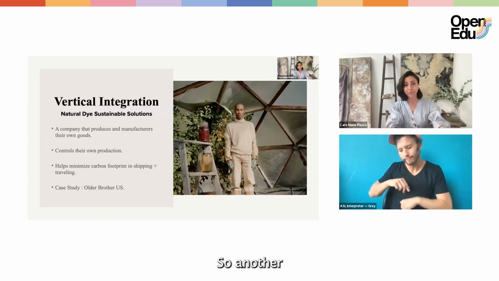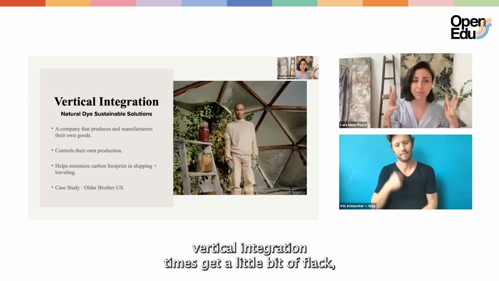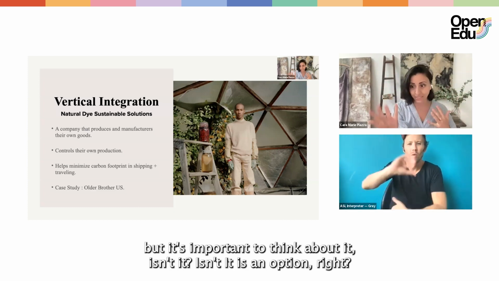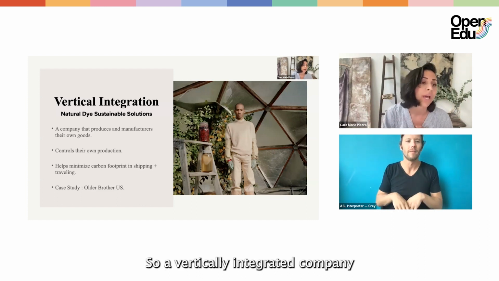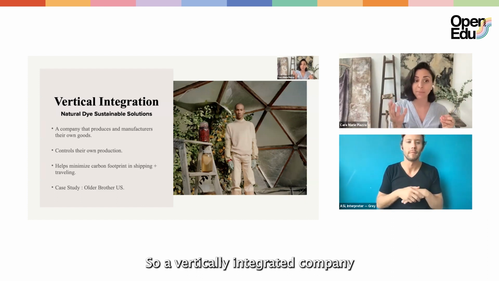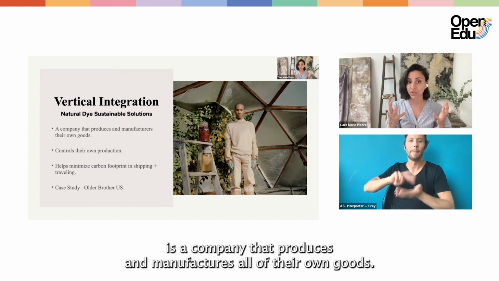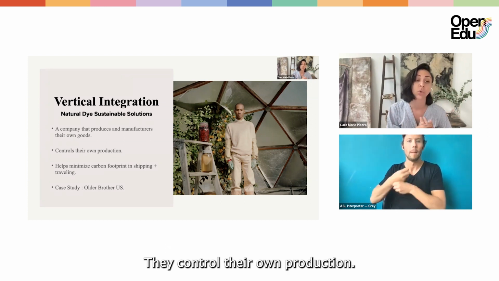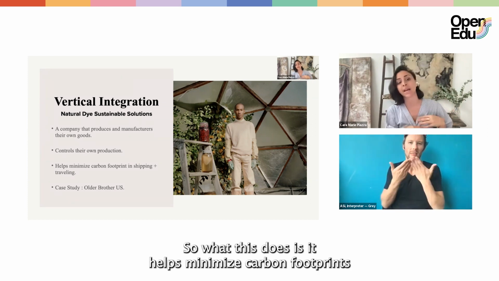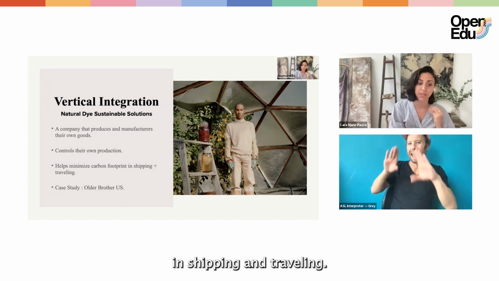So another option is vertical integration, which sometimes gets a little bit of flak, but it's important to think about. It is an option, right? A vertically integrated company is a company that produces and manufactures all of their own goods. They control their own production. So what this does is it helps minimize carbon footprints in shipping and traveling.